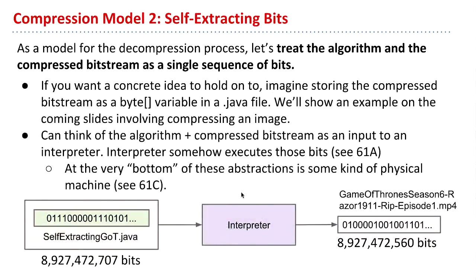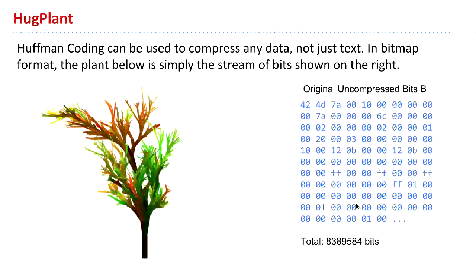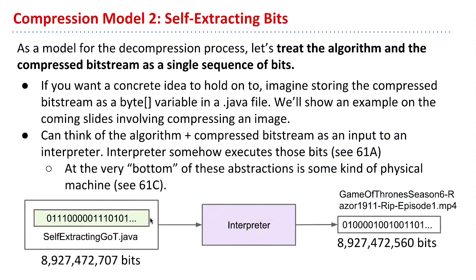Ultimately, what we're thinking about is the algorithm and the compressed bit stream together. They're an input to an interpreter, and the interpreter somehow executes those bits. You already wrote an interpreter if you took 61A. If you didn't take 61A, this is still a mysterious black box, but that's okay. At the very bottom, the interpreter has to run on hardware, and that's in 61C, but we're going to call it a day and not worry about those details. There exists a magical black box that can interact with the hardware and take our self-extracting Game of Thrones.java and give us back an MP4. All right, that's going to be our model for compression.